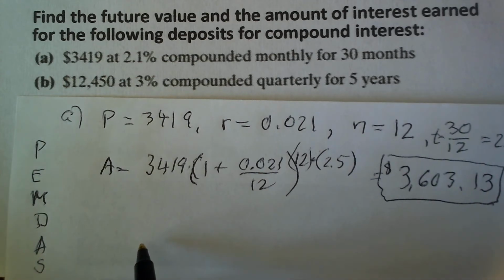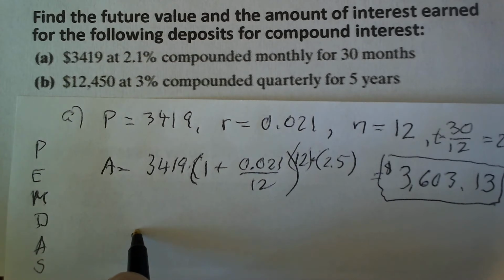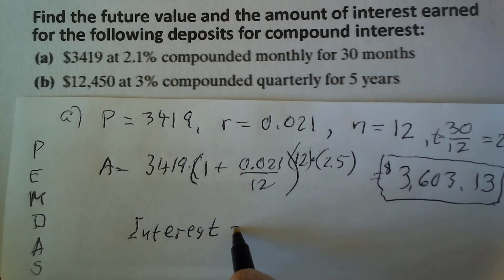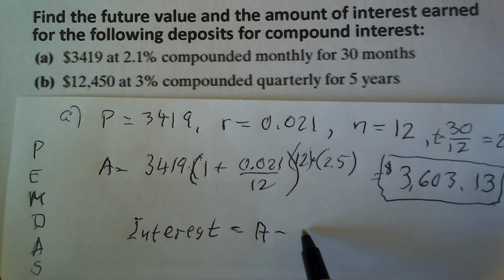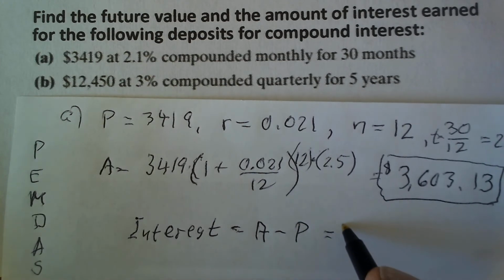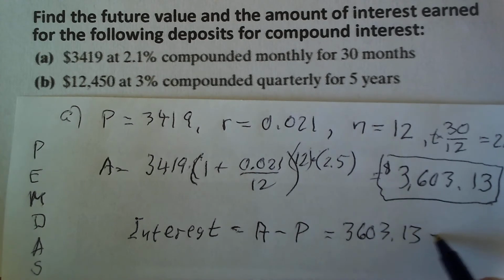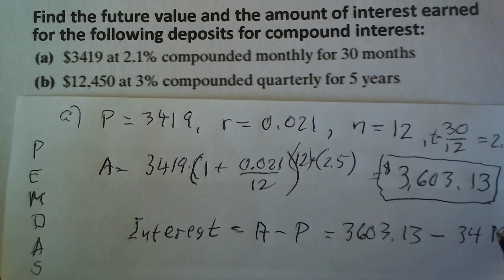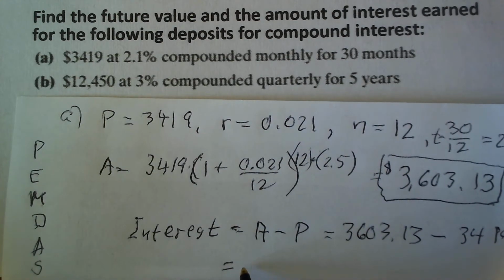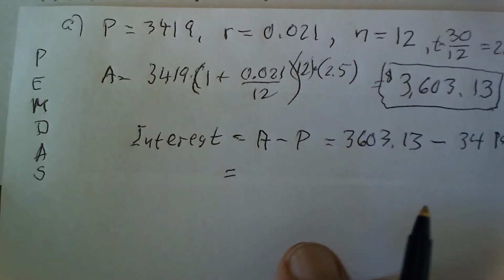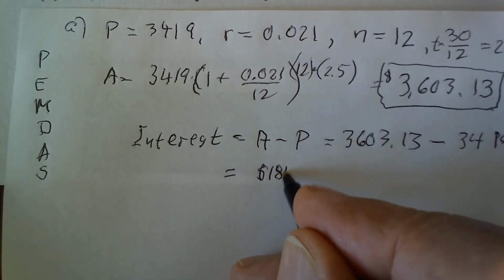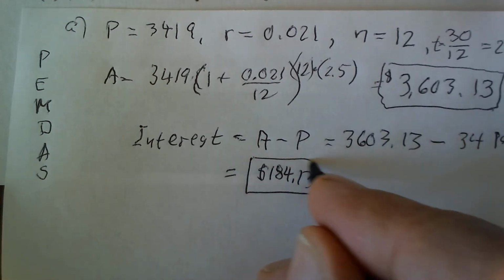And the interest earned, that was the second question, is equal to the future value minus the present value. In other words, it's 3,603.13 minus 3,419. So the interest earned is then equal to, let me move it up so you can see, $184.13. So that's the amount of interest.